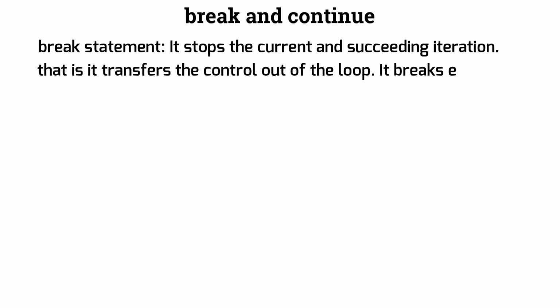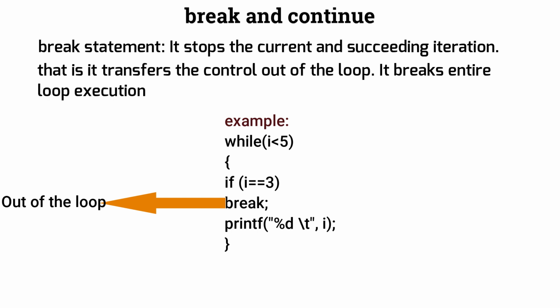The break statement stops the current and succeeding iteration. That is, it transfers the control out of the loop. It breaks the entire loop execution. So this break statement will transfer the control out of the loop here.